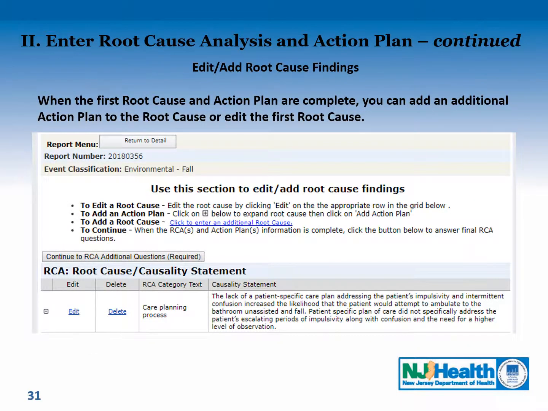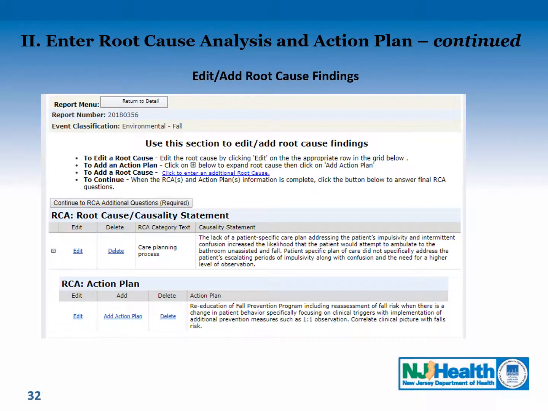When the first root cause and action plan are complete, you can add an additional action plan to the root cause or edit the first root cause. To add a new action plan, hit the plus sign on the left. This will open a new action plan link below. Then click on the Add Action Plan link. You will be taken to a new action plan entry screen where you will go through the same series of screens to enter your new action plan. Hit Save Next when complete.